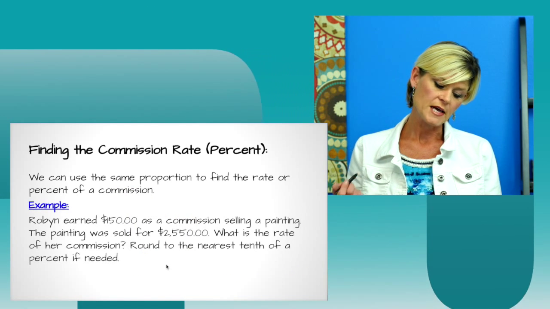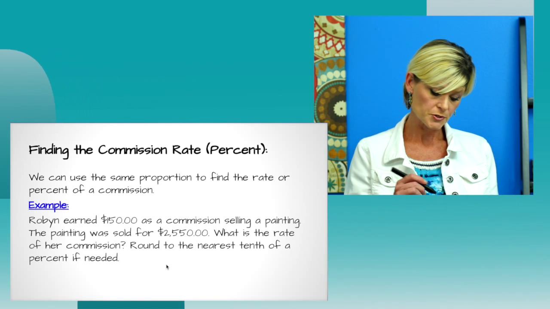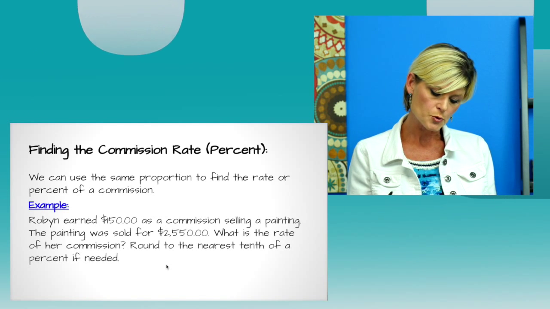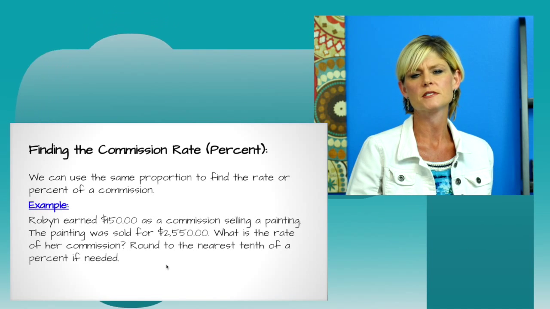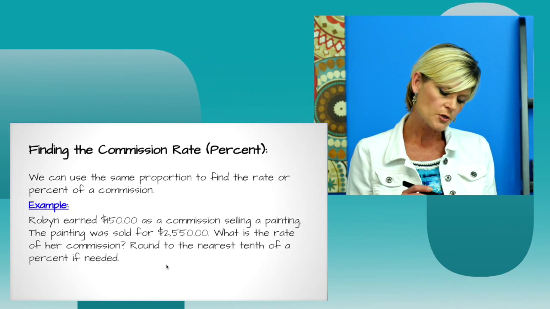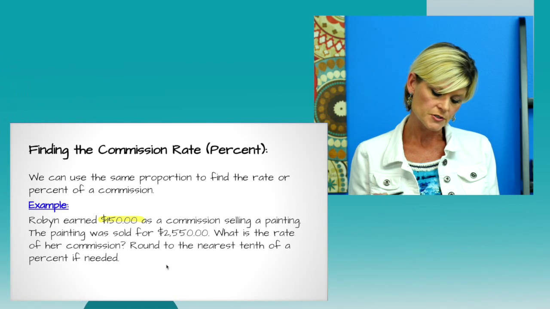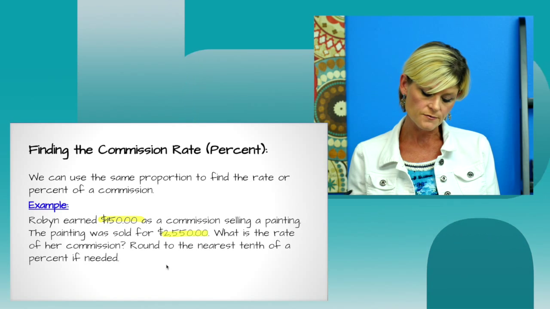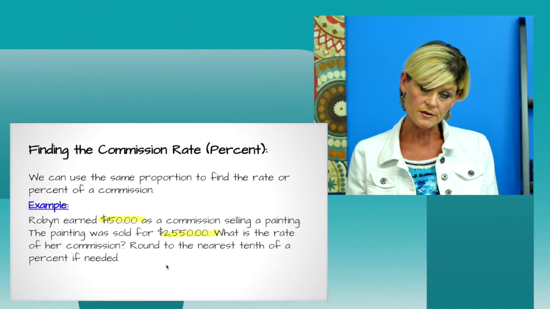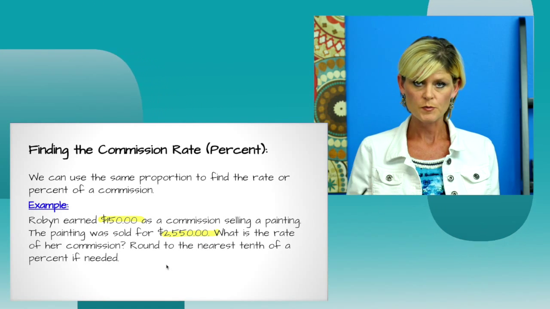So now let's talk about finding the commission rate, or the percent. We can use the same proportion to find the rate or the percent of a commission. So now we're going to be doing the opposite. Let's take a look. Robin earned $150 as a commission selling a painting. The painting was sold for $2,550. What is the rate of her commission? Round to the nearest tenth of a percent if needed.